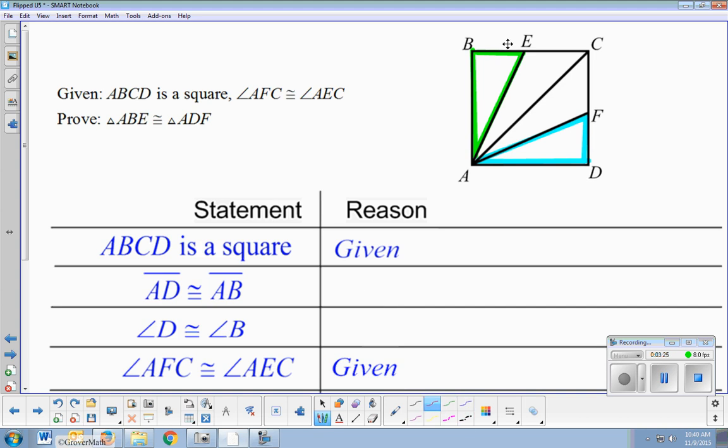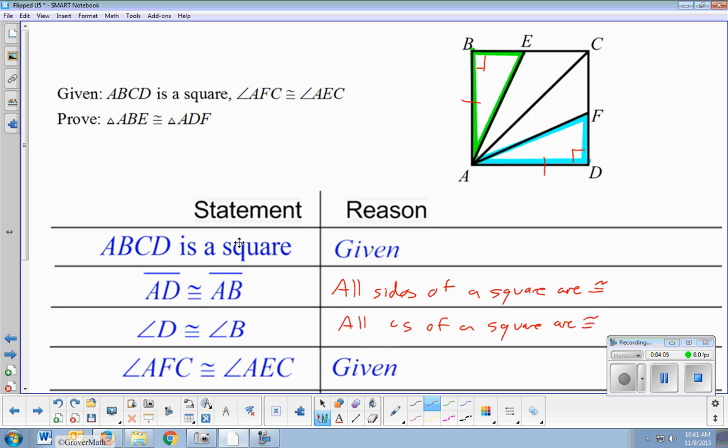All right, so let's see. What are the many properties we could get from a square? Well, first we can say that this side is congruent to this side, because AD is congruent to AB, because all sides of a square are congruent. And we could also say that angle B and angle D are congruent. They're both right angles, but we could just say that they're congruent because all angles of a square are congruent.